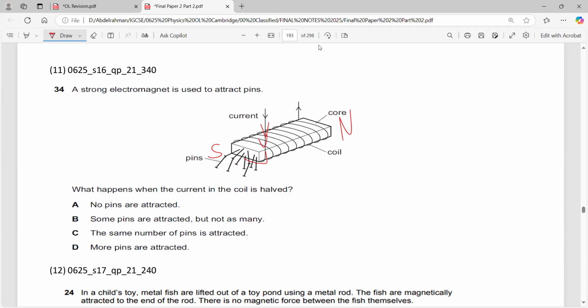What happens when the current is halved? Again, we said that the magnetic field in the electromagnet is affected by the current. As you increase the current, the magnetic field is stronger. As you decrease the current, the magnetic field gets weaker. So some pins are attracted, but not as many. Why? Because as you decrease the current, the magnetic field would decrease.